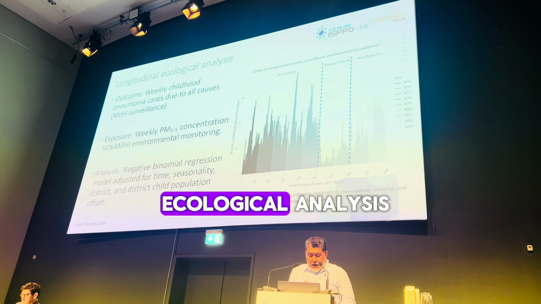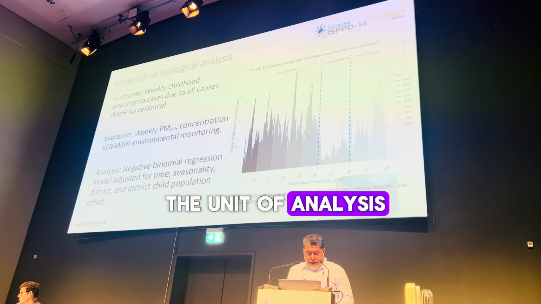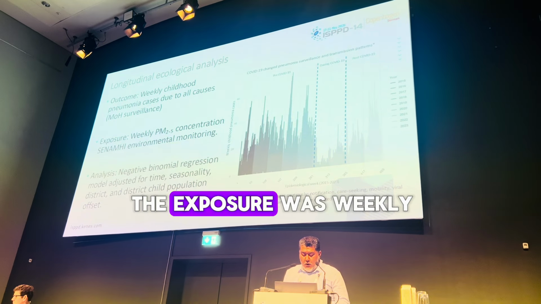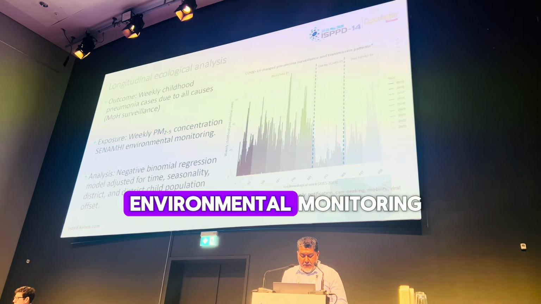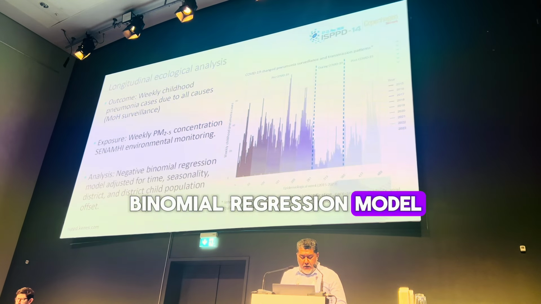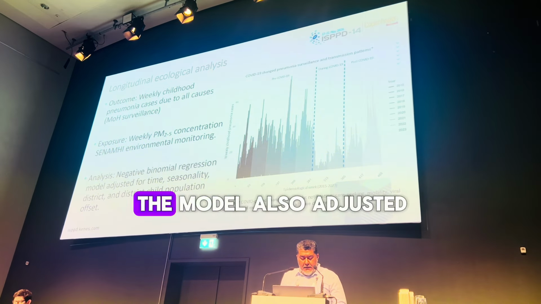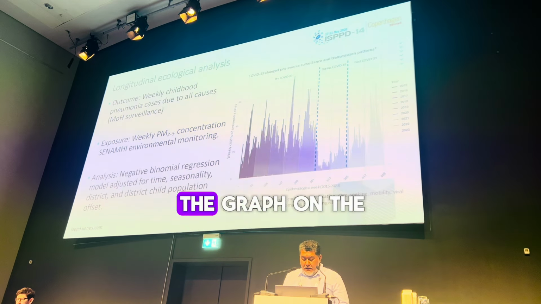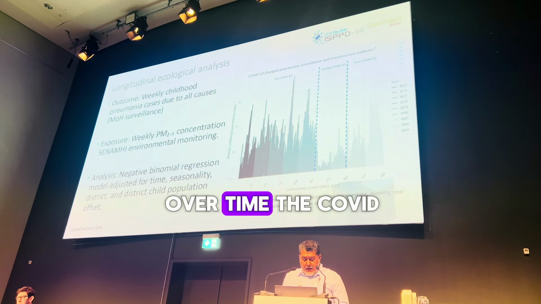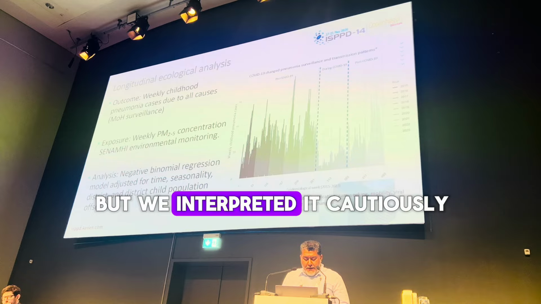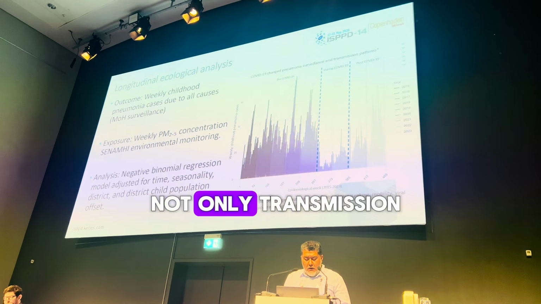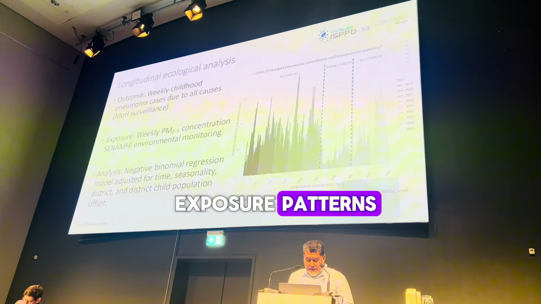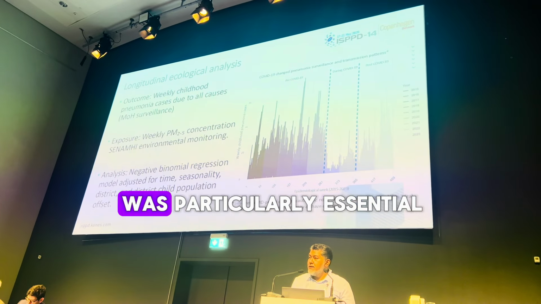We conducted a longitudinal ecological analysis using district-week as the unit of analysis. The outcome was weekly all-cause childhood pneumonia cases from Ministry of Health surveillance data. The exposure was weekly PM2.5 concentration from SENAMHI environmental monitoring. We used a negative binomial regression model appropriate for over-dispersed count data. The model also adjusted for time, seasonality, and district, and included district child population as an offset. The graph on the right shows weekly pneumonia cases over time. The COVID period is clearly visible, but we interpreted it cautiously because change may reflect not only transmission, but also health access, notification, mobility, viral circulation, and exposure patterns. That is why temporal and seasonal adjustment was particularly essential.